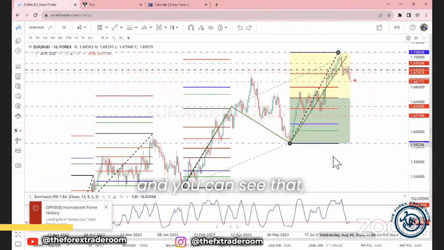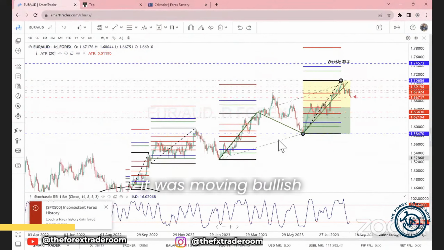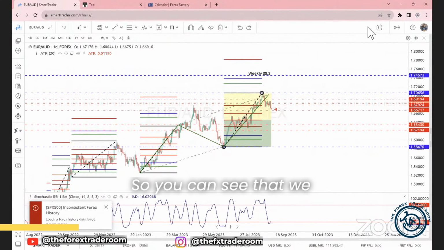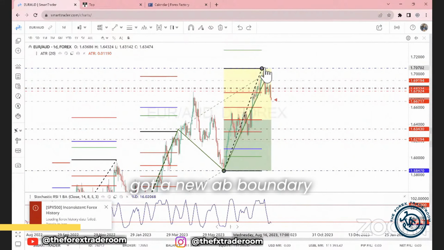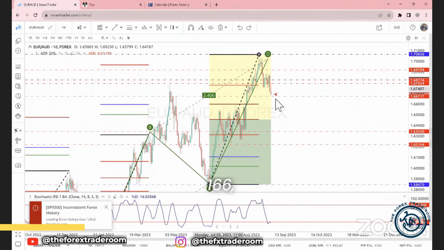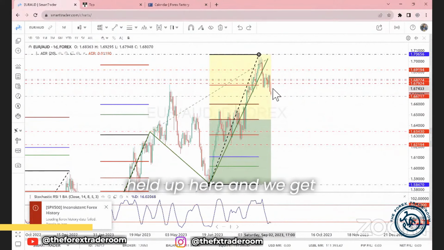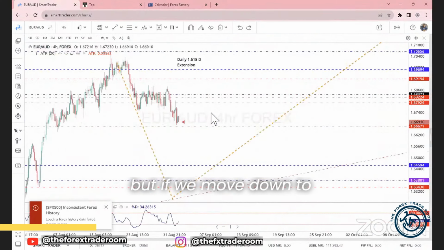And you can see that, yes, it was moving bullish and we're in an up retracement zone. So you can see that we got a new AB boundary and we've got a correction right off the B boundary. Now we're coming into 166.71 support. So let's see if we get held up here and we get a bounce. Don't know yet.